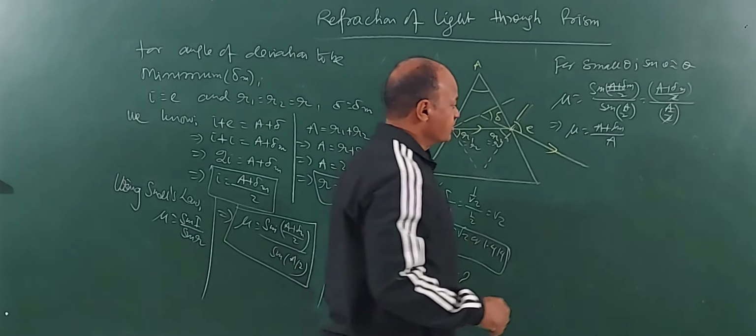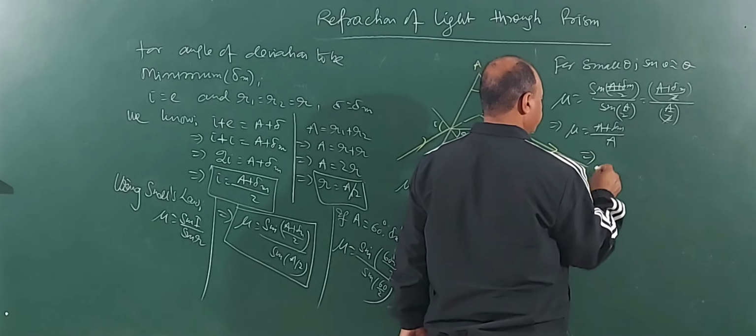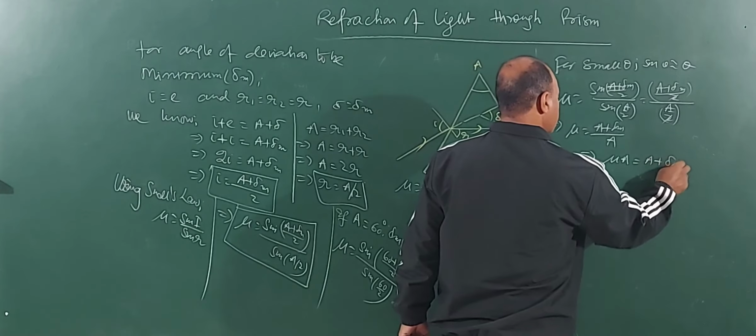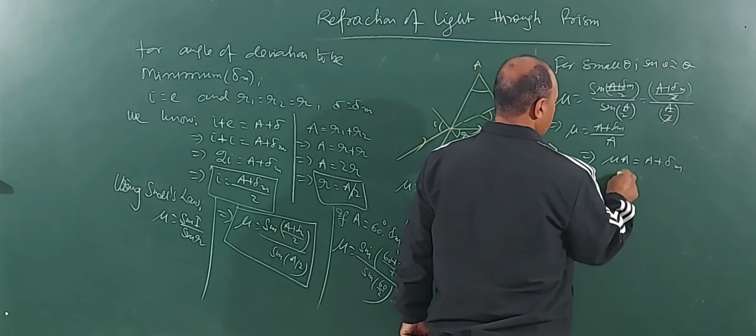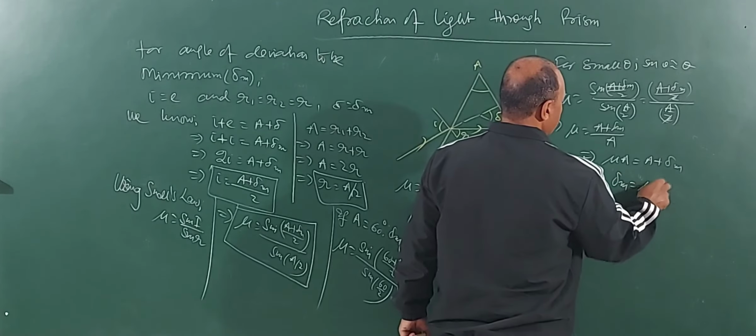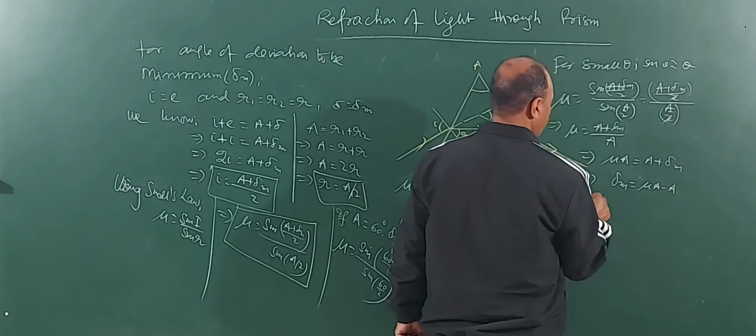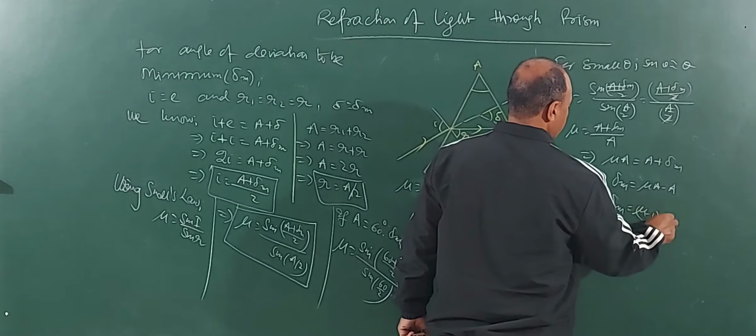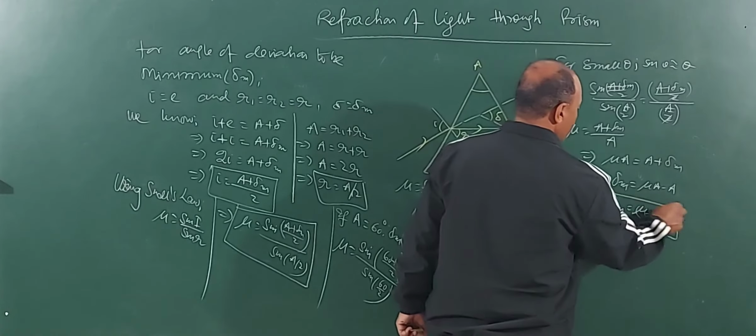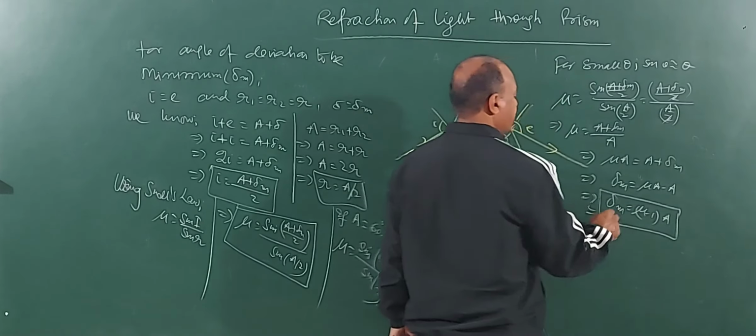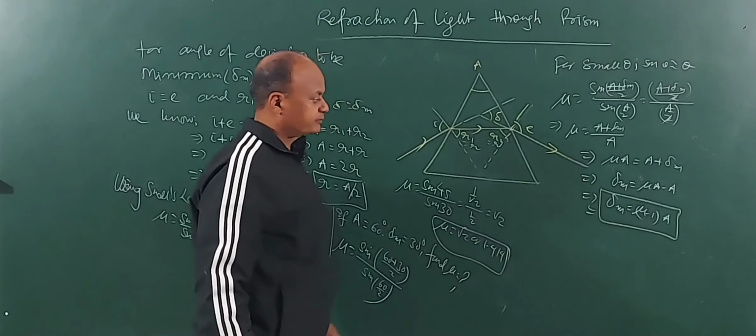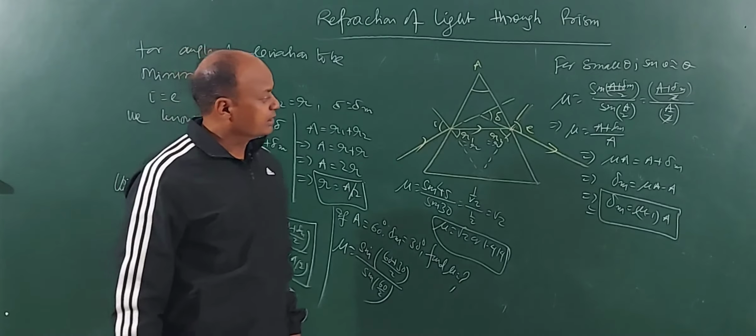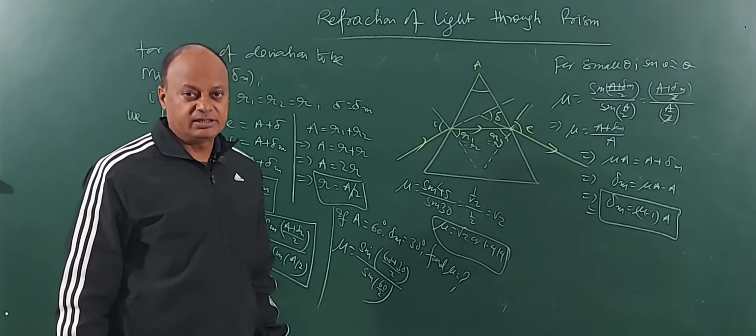Yes? If you cross multiply, then what do you get? Mu A is equal to A plus delta m. So delta m is equal to how much, children? Mu A minus A, or delta m is equal to mu minus 1 into A. Now this is a very important result and we will be using this result to explain the phenomenon of dispersion of light.